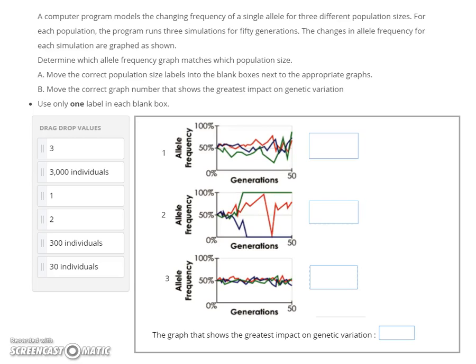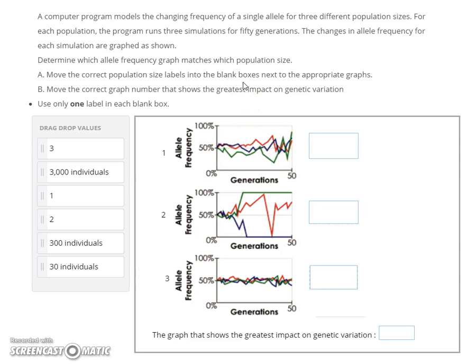Alright folks, we're picking up with question 38 on the biology practice test. Question 38 is modeling allele frequencies. That means basically how often an allele, a version of a gene, shows up in a population. Each graph in this question shows the allele in 3 different trial runs. It's a computer simulation, and the red, the blue, and the green are just 3 different trial runs.